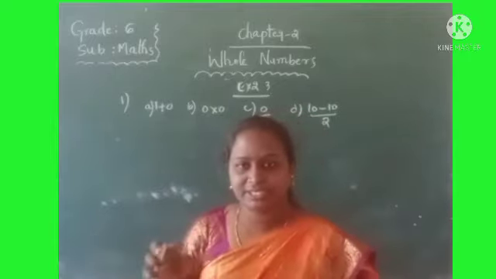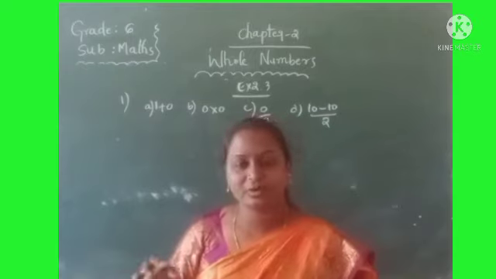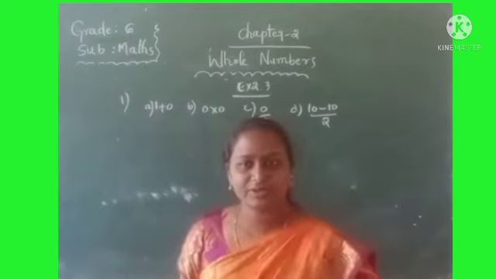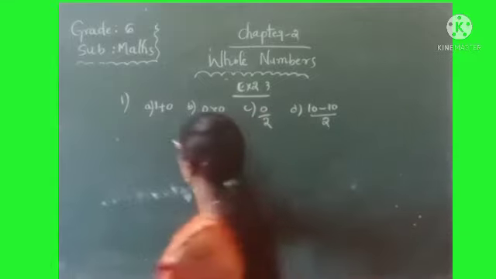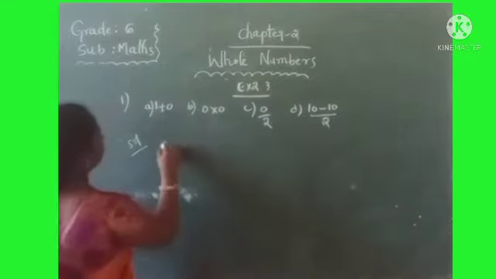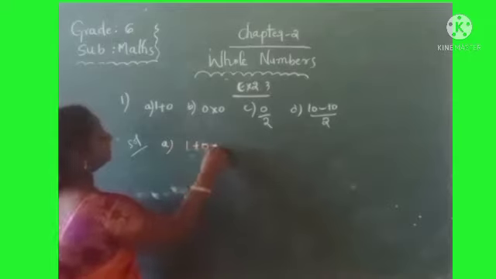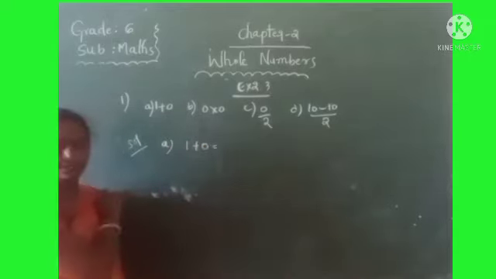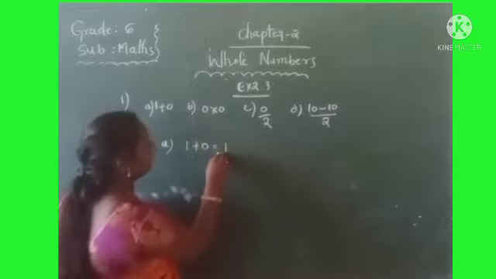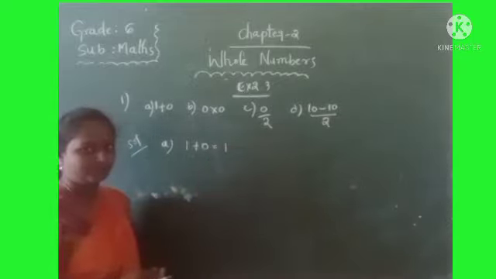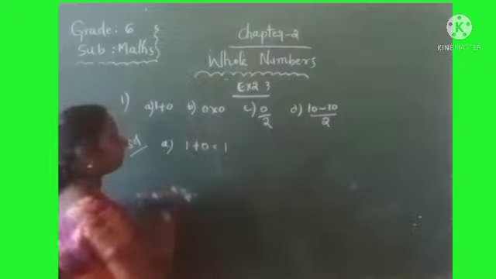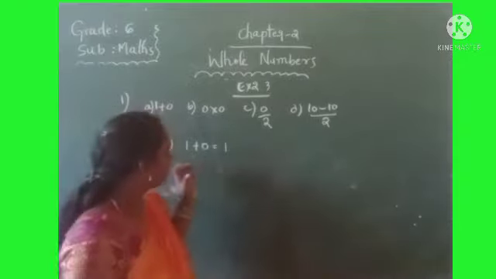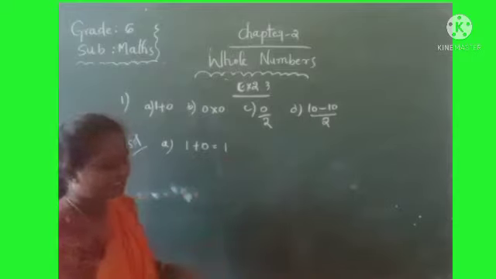That means, which is not equal to 0, you have to show. See here, A: 1 plus 0. If you add 0 to a given whole number, you will get that number only, 1 here. Is 0 given? No. That means 1 plus 0 is not giving 0. Hence it does not represent 0.